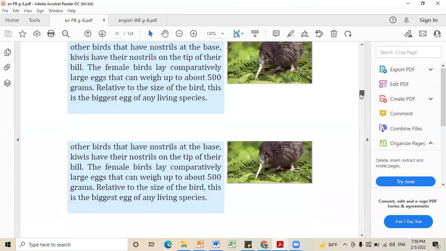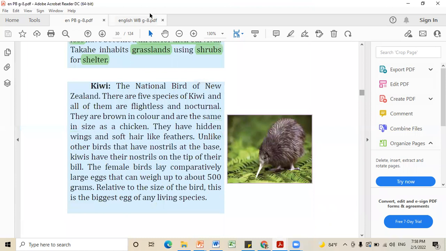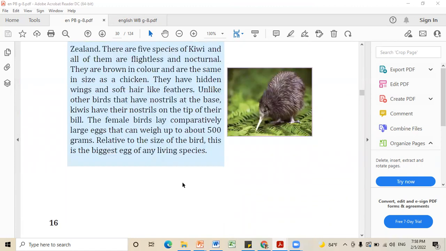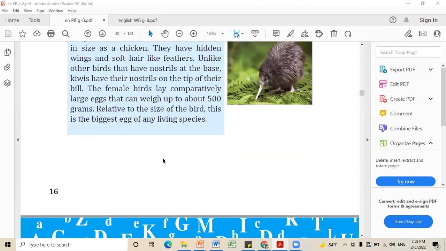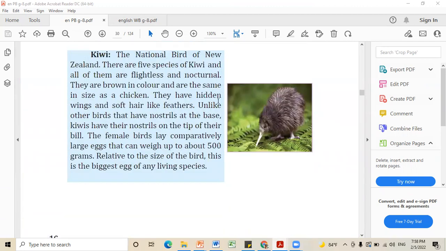So it's okay, Janet, we will continue from here. I hope you can catch up on the remaining ones, right? So we will read about the kiwi, as well as the cassowary today. So maybe Hirosha, would you like to read about the kiwi?